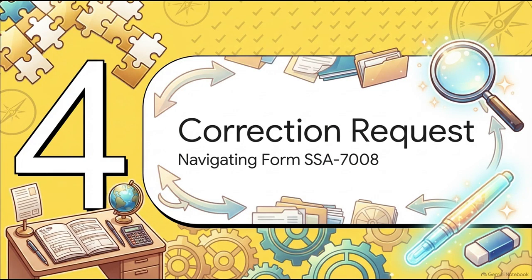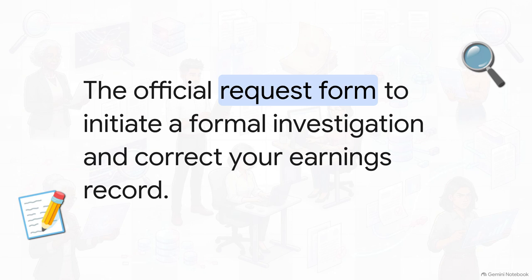Next up, step 4, filing a correction request, which means navigating Form SSA-7008. So if you end up submitting your dispute by mail or in person, you're going to need Form SSA-7008. This is the Request for Correction of Earnings Record. It is the official key that unlocks the formal investigation process over at the SSA.